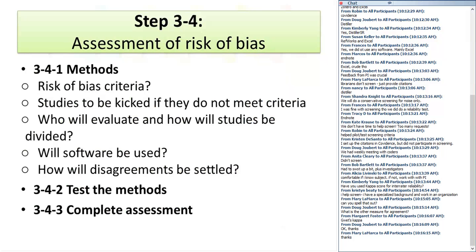And then the next step will be assessing for the risk of bias. Sometimes groups will decide that if a study does not match certain quality criteria, that it will be kicked out. So sometimes this is going to be another level in the selection process. And this also should be done by at least 2 independent evaluators. You may use different software for this. You've got to talk about how disagreements are settled.